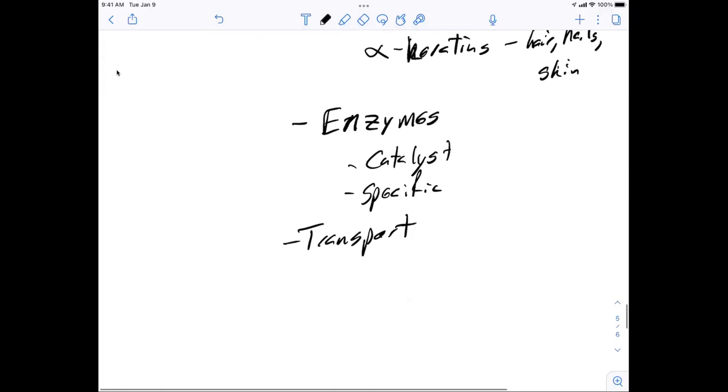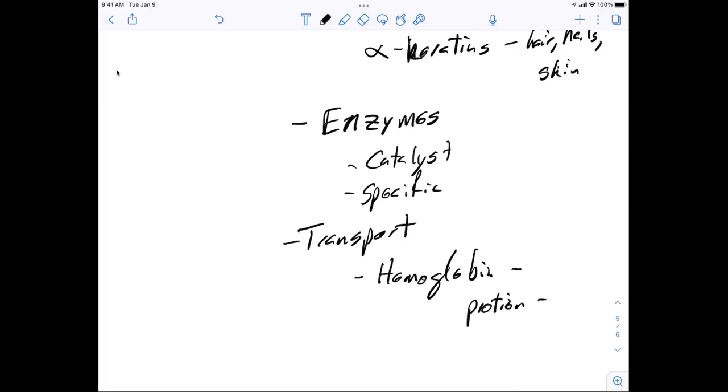And then transport, the example here is like hemoglobin, right, which is actually a protein, and then the heme molecule, which has the iron center in it.